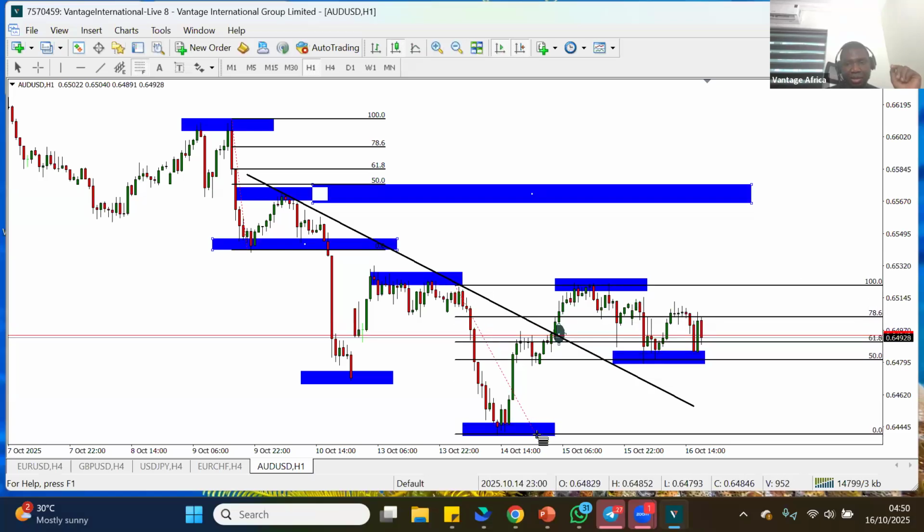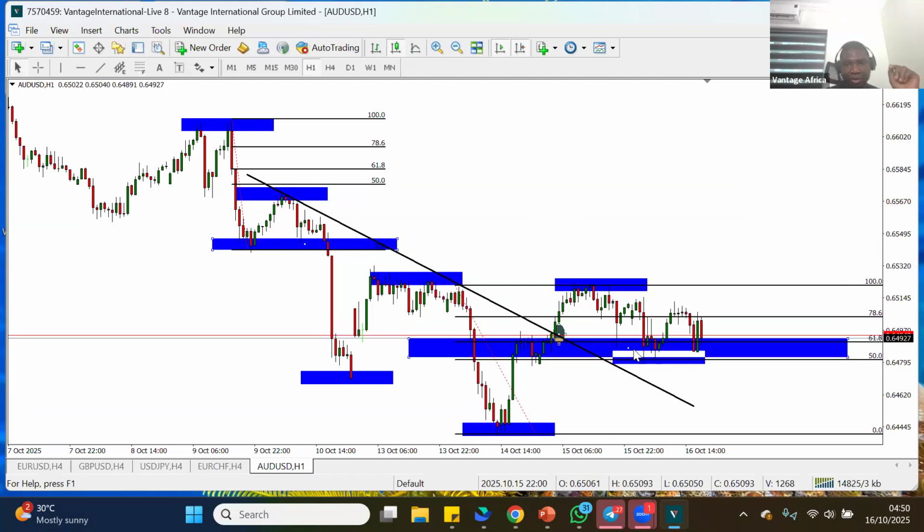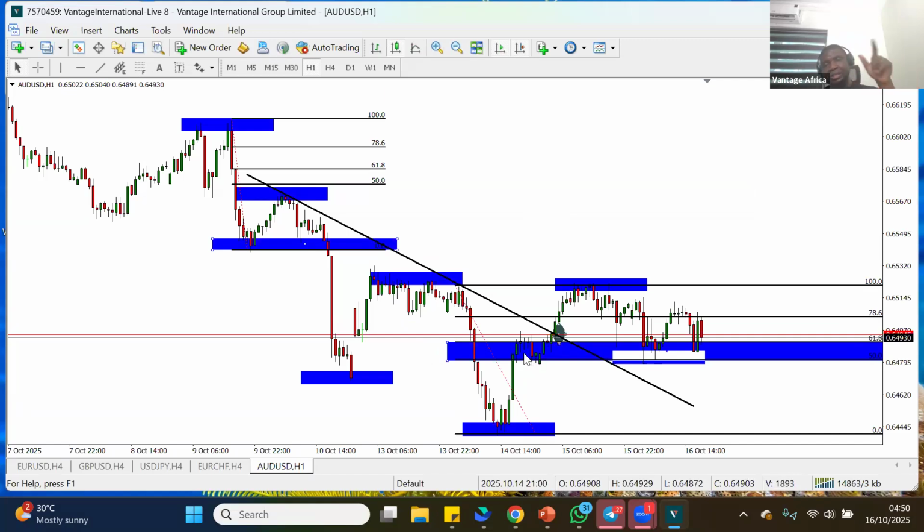Once we drag, you notice something here. Price came into the middle of that move. It got to the 61.8. Instead of getting to the 50, sometimes it gets to the 50, sometimes it gets to the 61.8. From the first one we saw, it was in between 50 and 61.8. Now it's also in between.